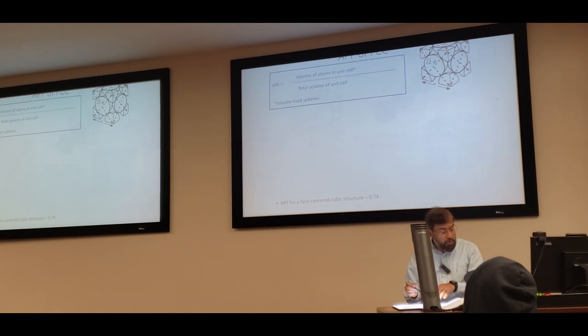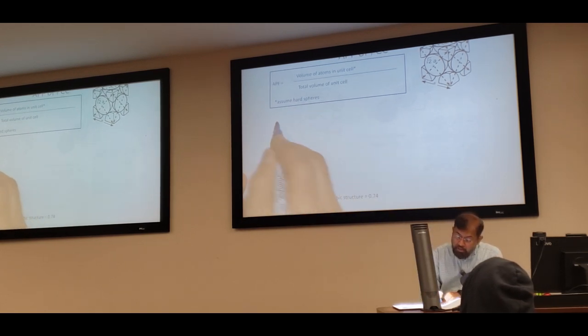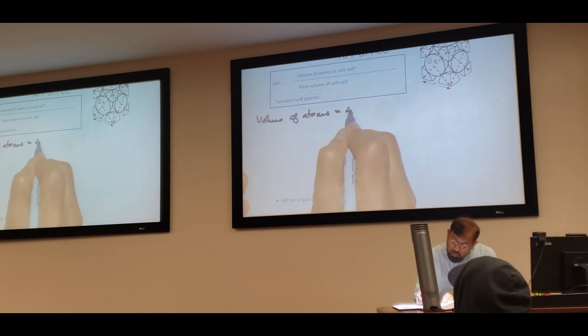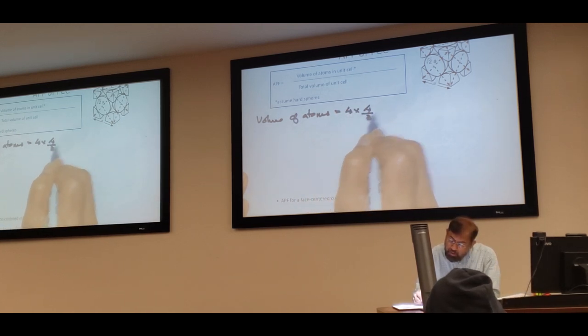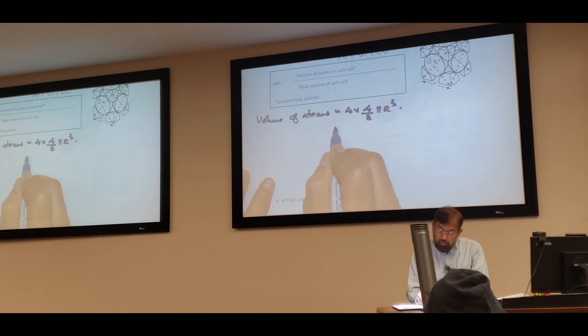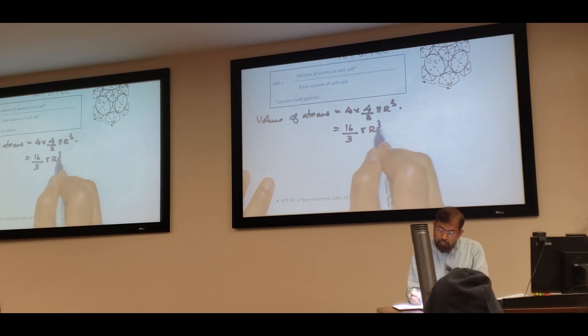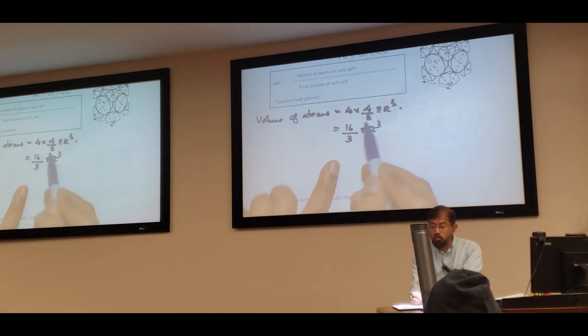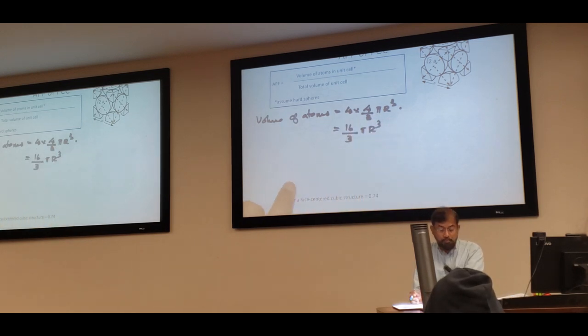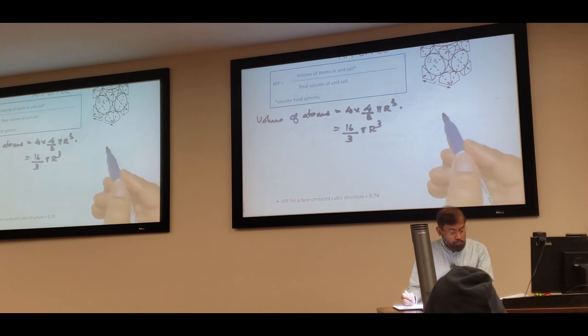So how are we going to do it? What is the volume of atoms? It is the number of atoms, 4, into 4 over 3 pi r cube. Now the close packed directions.